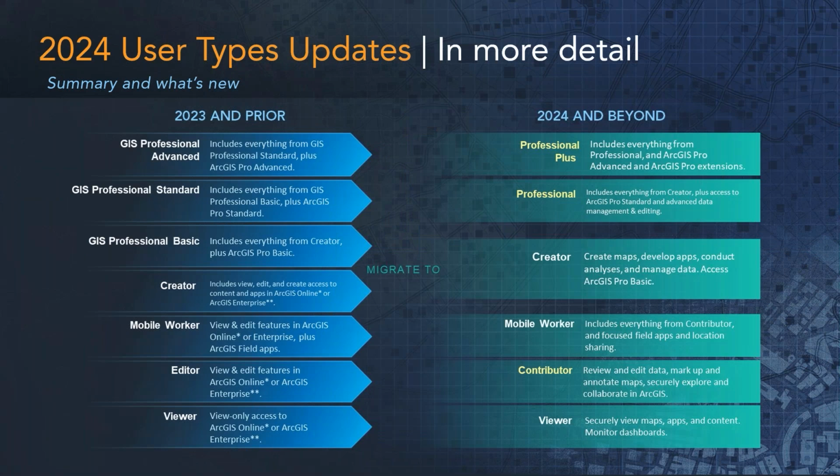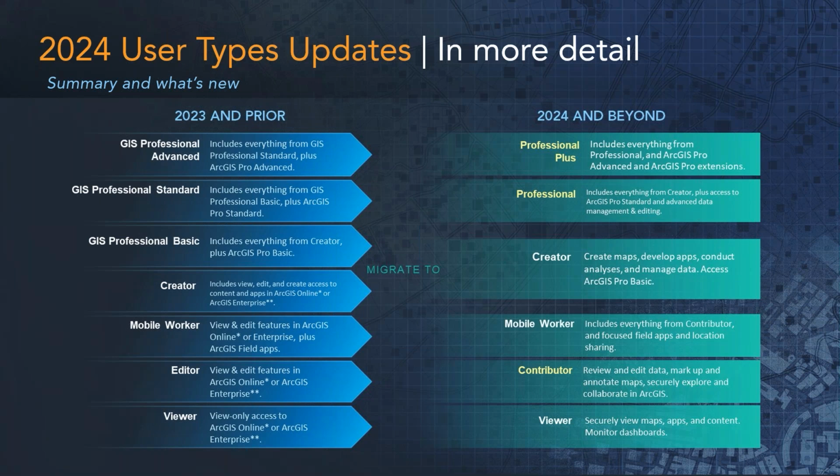Looking at the changes in more detail, particularly the key updates, we can see that the Contributor replaces the Editor and encompasses all features available in the current Editor as well as the Viewer. The Mobile Worker encompasses all features available in the Contributor and now also includes location sharing. Creator now includes access to ArcGIS Pro Basic, enabling users to map either in desktop or on the web, to view, to edit, and to create content in ArcGIS.